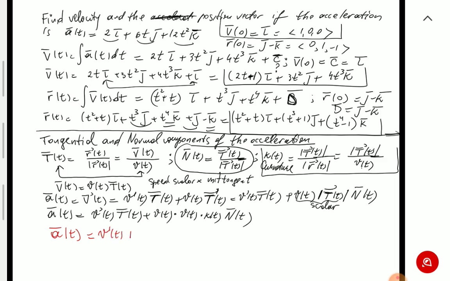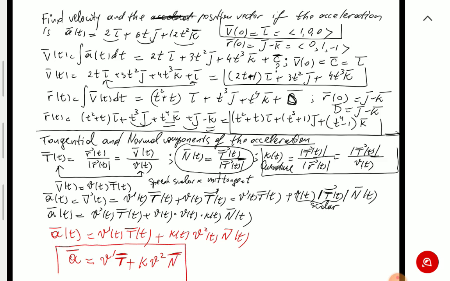V prime of t, T of t plus kappa of t, v squared of t, N of t. I usually like to drop the "of t." Again, remember, you should always do that as a matter of practicality. If everything depends on t and you know clearly that that's the case, you don't have to write "of t" all the time. So here's a more compact way of writing this formula.